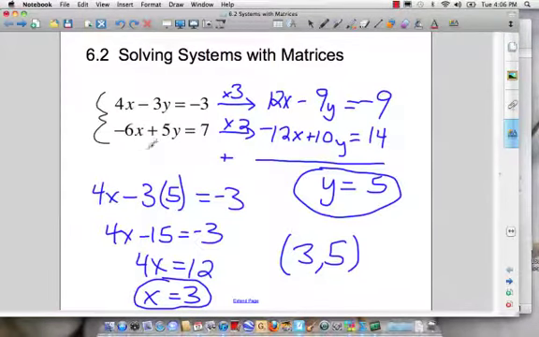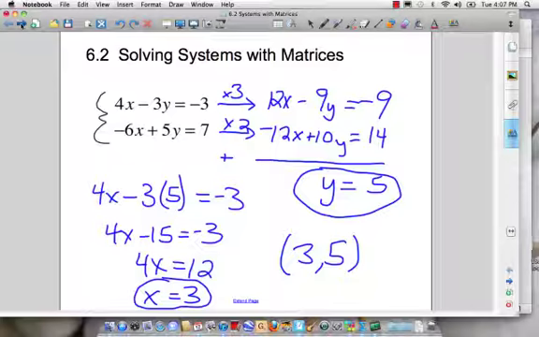You can check that by plugging 3 and 5 in for x and y in both equations, and you'll discover that it works in both of them. So that's a quick review of how you would solve a system using elimination. That isn't new information, but I think it's worth reviewing that so that when you look at solving these systems using matrices, you will appreciate the power of using matrices to solve them.